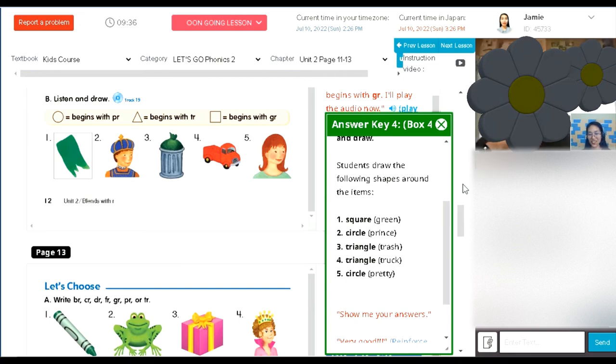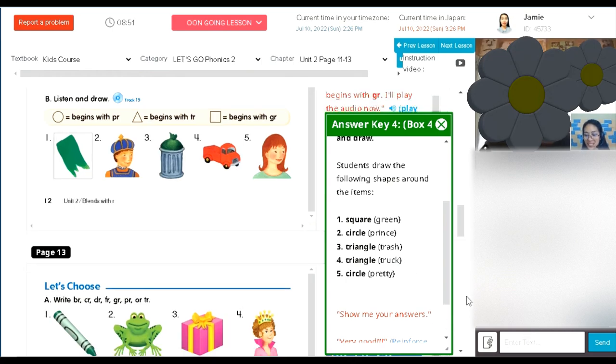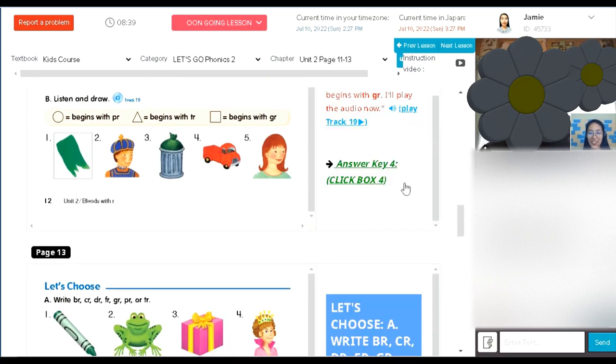Okay, are you done? Show me your answers now. Let's have the first one. Very good. Number 2. Number 3. Number 4. Number 5. Very good. This time you will tell me what is number 1. Green. Number 2? Prince. Number 3? Trash. Number 4? Truck. Number 5? Pretty. Very good. We're done with that.